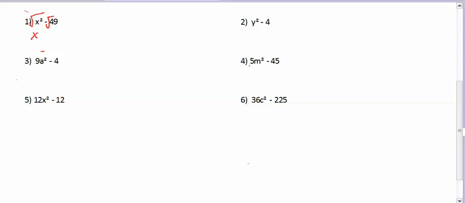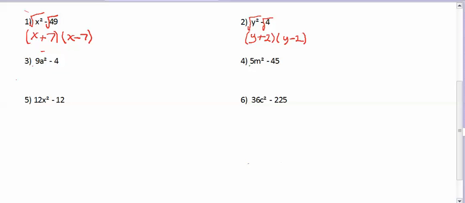We're going to take the square root of 49 and we get 7. And I'm going to make this a positive, and I'm going to write the exact same terms except with a negative in between them. And there I just factored my difference of squares. Okay, number 2. We're going to take the square root of y squared, and it just becomes y. The square root of 4 is 2. This is y plus 2, and y minus 2.